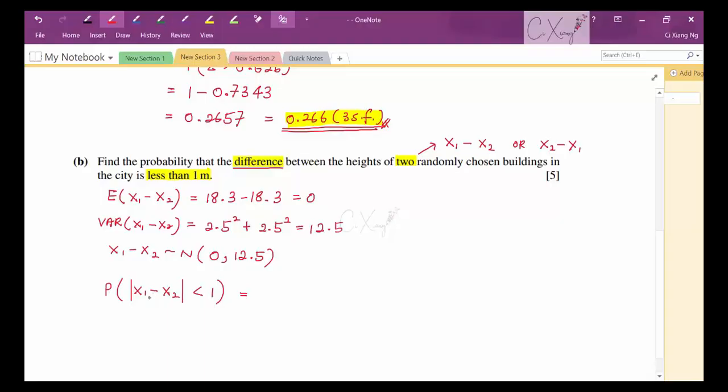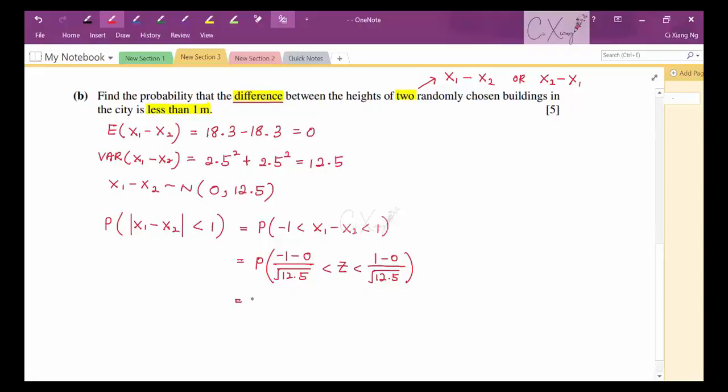Okay. And now, for modulus x1 minus x2 smaller than 1, expand the modulus function. I have x1 minus x2 between -1 and +1. And since x1 minus x2 is normally distributed, to calculate the probability we should standardize the variable. To standardize it, you take the value for x minus the mean, divided by the standard deviation. Then our x1 minus x2 will become z, because they are normally distributed and we are standardizing them. And for the 1, I take the value for x minus the mean divided by the standard deviation as well. Simplifying all the values here, I will get z between negative 0.283 and 0.283.